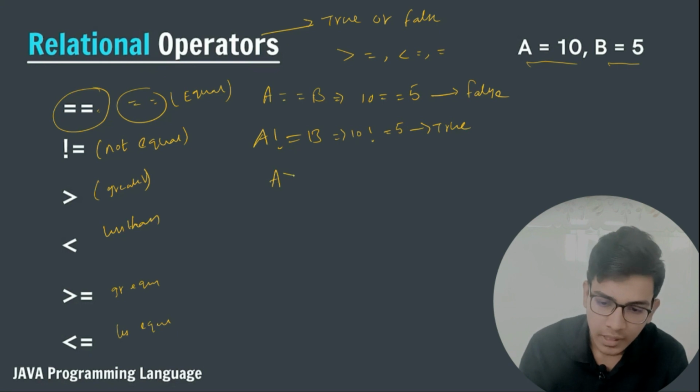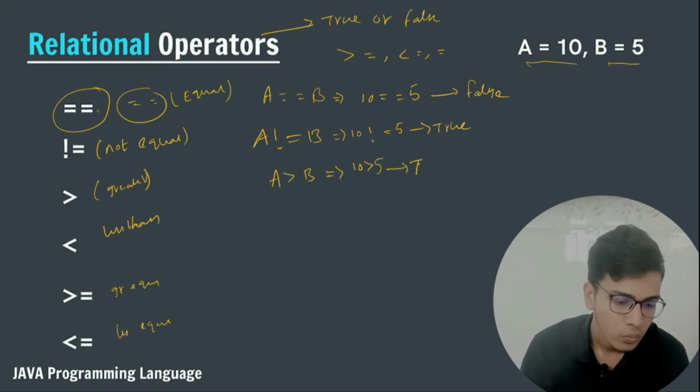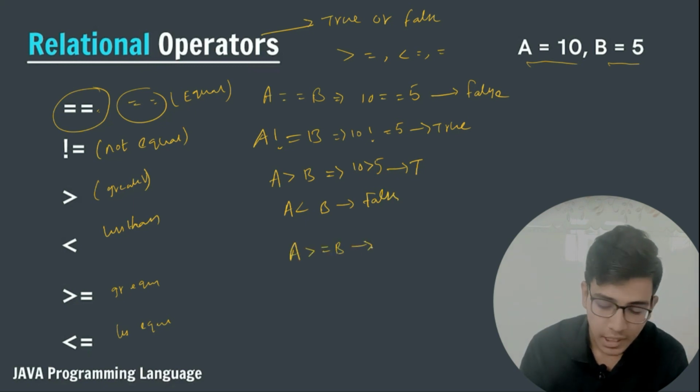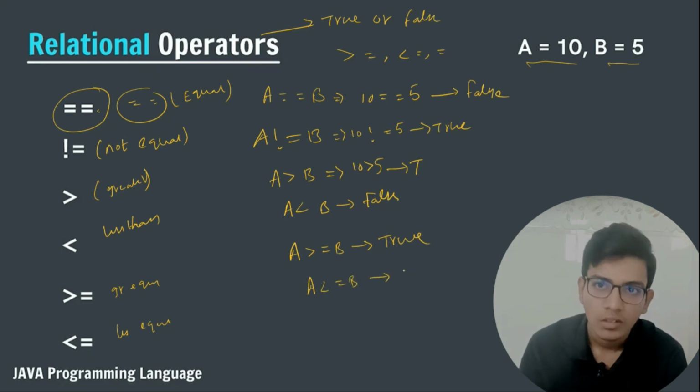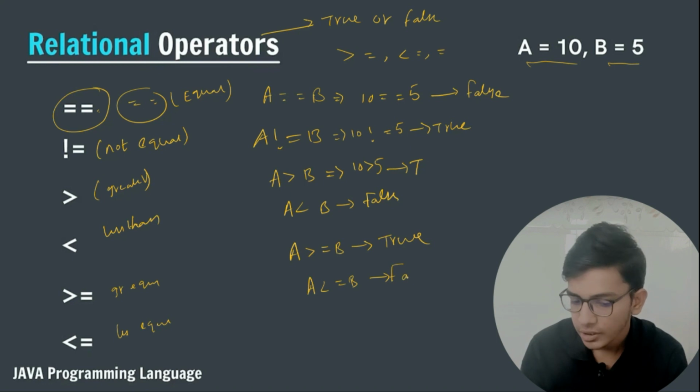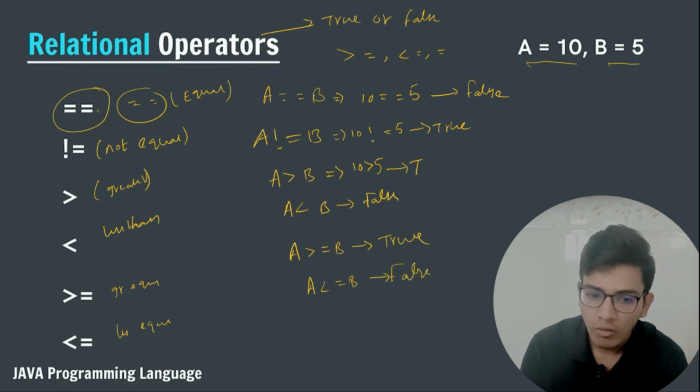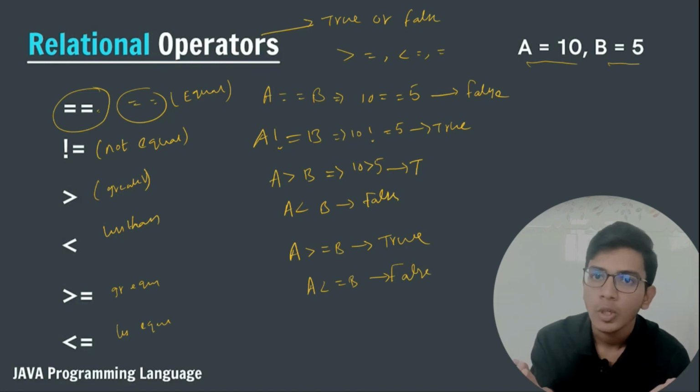A is greater than b? Yeah, definitely. 10 is greater than b. So it will return true. A is less than b? No, it will return false. After that, a is greater than or equals to b. Yeah, definitely, so it will return true. After that, a is less than or equals to b. Yeah, this is a false statement, so it will return false. So remember, relational operator will always give either true or false, and in relational operator we are comparing two operands.